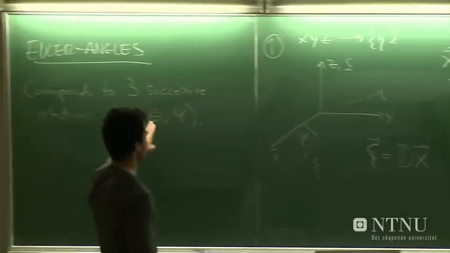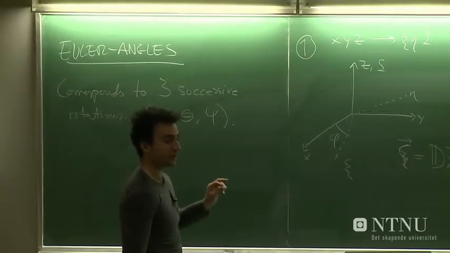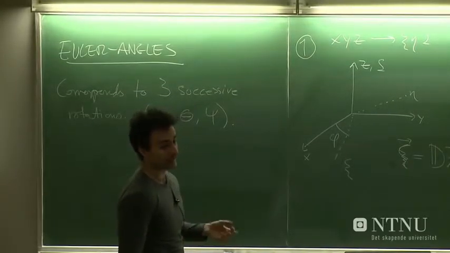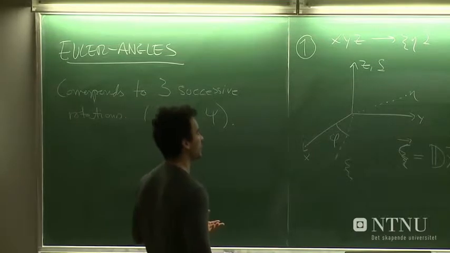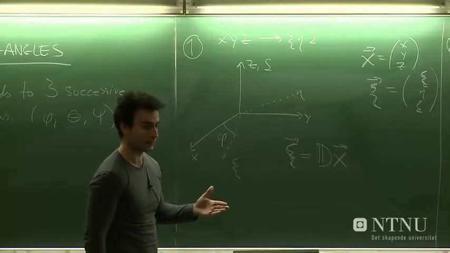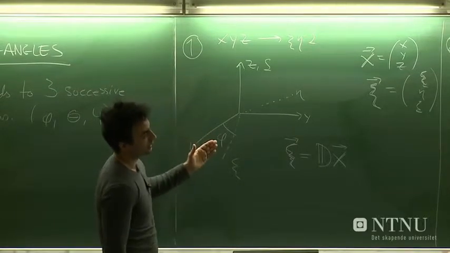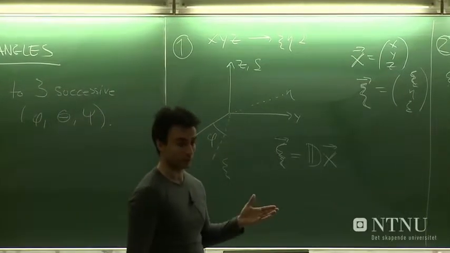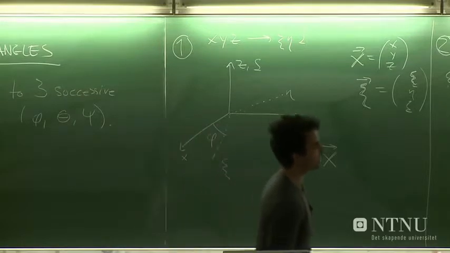So we have 3 successive rotations, which corresponds to our 3 independent directional cosines. And all of them correspond to physically possible rotations, as we can see. And hence we know that the determinant of this should be plus 1.